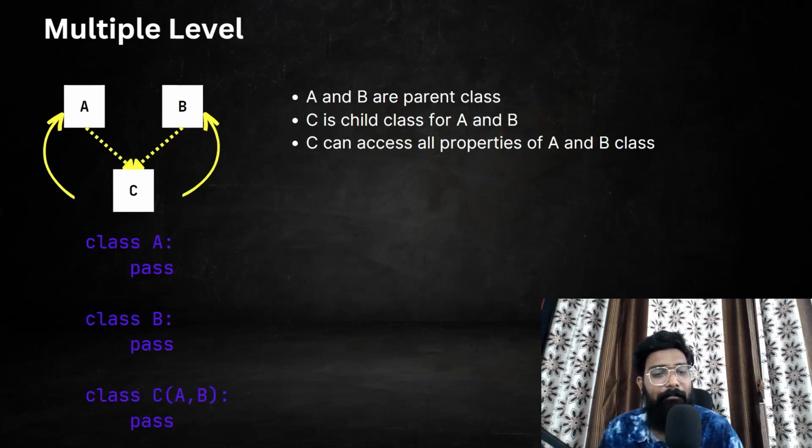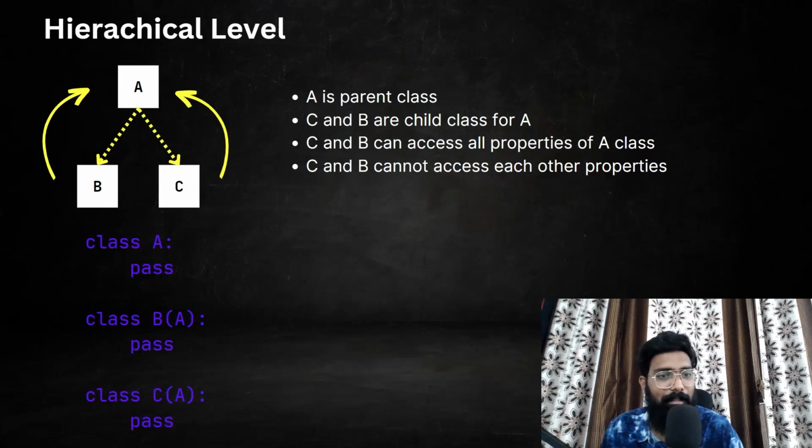Here we need to understand MRO, method resolution order. If there are two common methods, for example in class A and class B there is a show data method, and from class C you are trying to access class A and class B's method, the first preference will be the child class. If it is not there, then it will go to the first parent, which is A. Otherwise it will go to B. If it is not found in both parent classes, then it will throw an error. That we will see more in a practical session. So this is how we can use multiple inheritance.